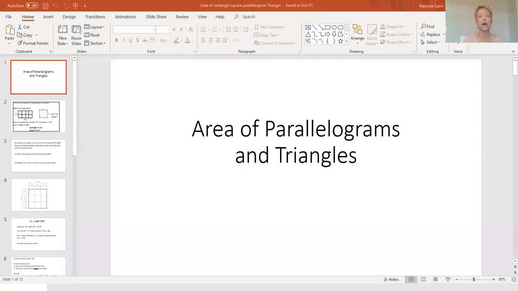Okay, so again, let me go get that PowerPoint. Okay, and we're going to start off talking about parallelograms, but remember, rectangles and squares are also parallelograms in area.